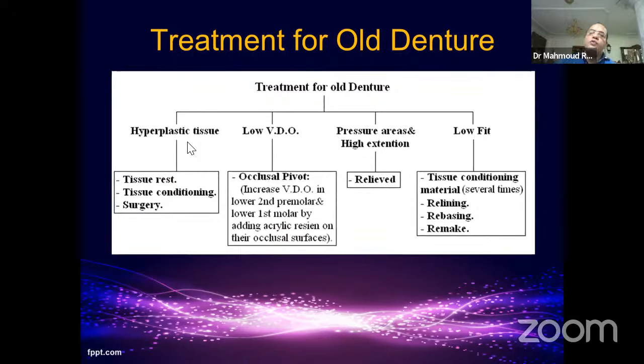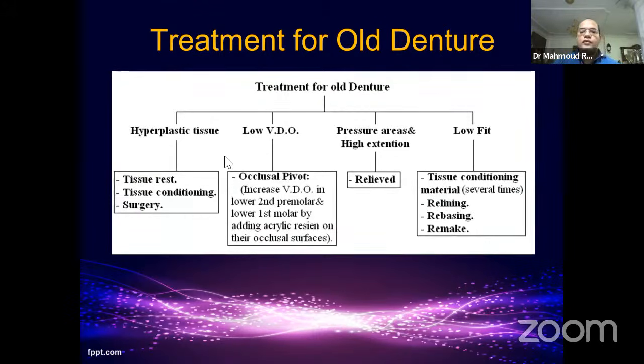Also, you can remove the hyperplastic tissue, as we said, if the enlarged soft tissue is not resolved by tissue rest. So this is a hyperplastic tissue, and it should be removed surgically.